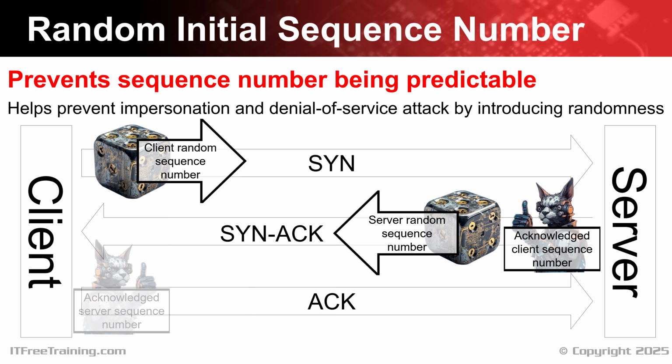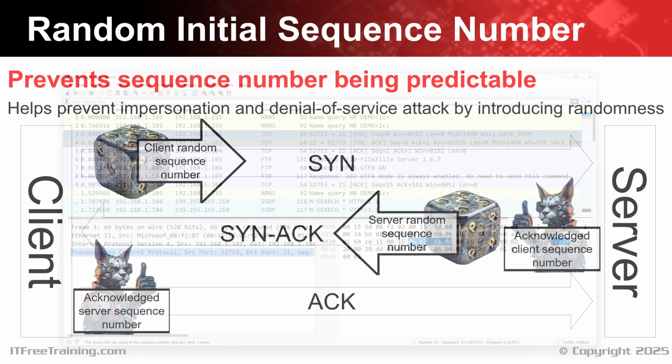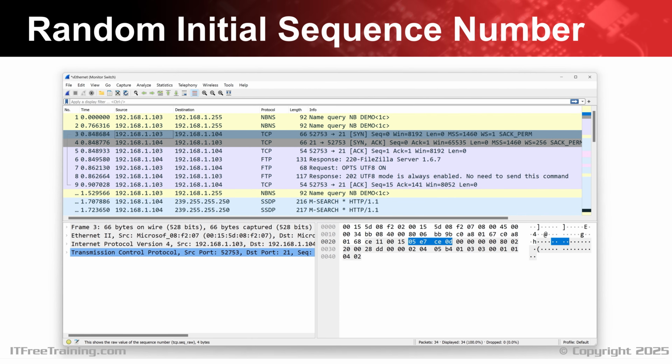This acknowledgement message is the client acknowledging that it has received the random sequence number from the server. Once again, the sequence number is incremented even though no data has been sent. To get a better understanding of how it works, I will open up Wireshark.